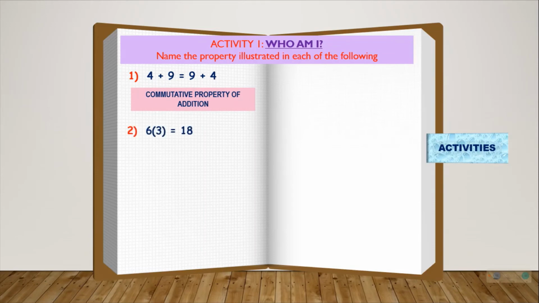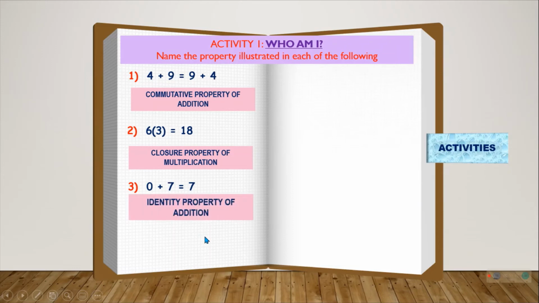And then, 6 times 3 is equal to 18. So, nag-multiply lang tayo ng dalawang integer. And then, the result or the product is also integer. That is closure property of multiplication. Next. 0 plus 7 is equal to 7. So, nag-add sa 0, then the result is still the given number. So, that is identity property of addition or zero property of addition.